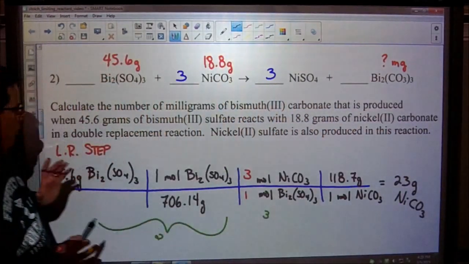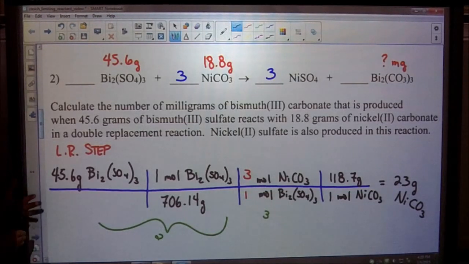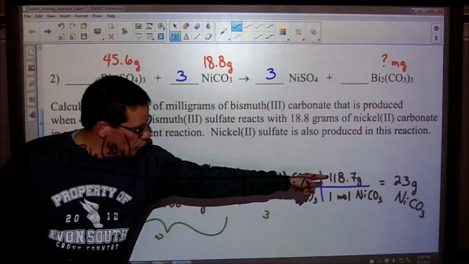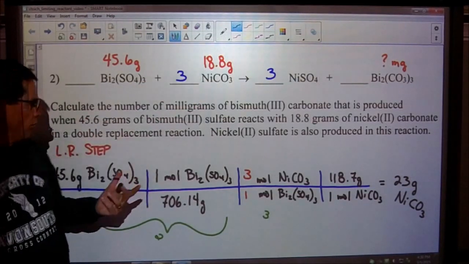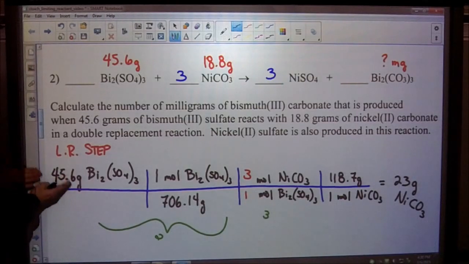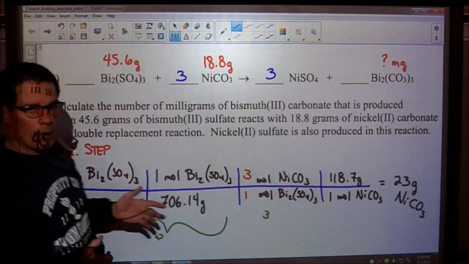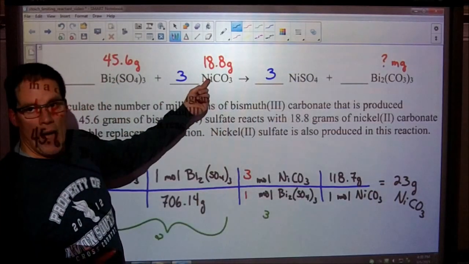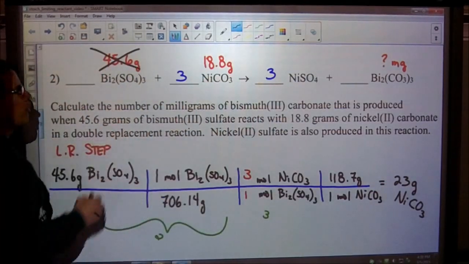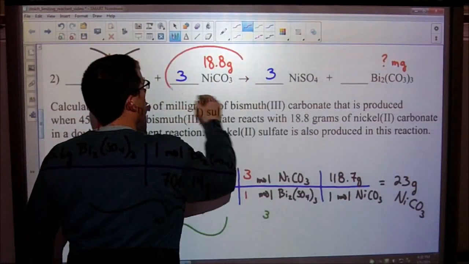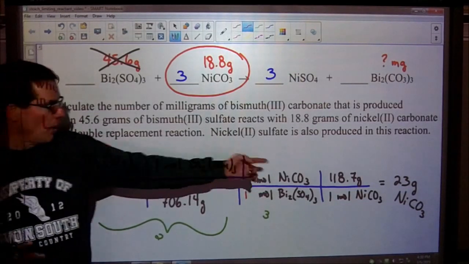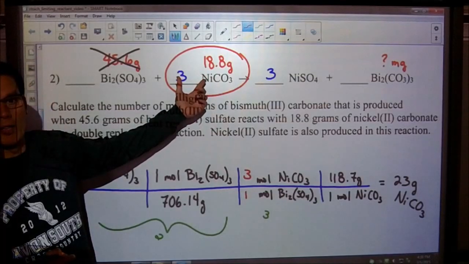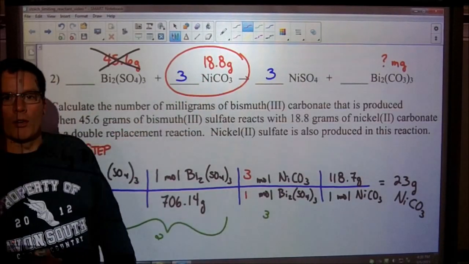All right. So here's how we have to talk this through. If I use all 45.6 grams of the bismuth sulfate, I will need at least 23 grams of nickel carbonate. I only have 18.8. So what this is saying is, in order for me to use all the bismuth sulfate, all 45.6 grams of it, I'm going to need at least 23 grams. I don't have it. So my limiting reactant in this problem is my nickel carbonate. Because again, there's no way I'm going to be able to use all the 45.6 grams because I would need at least 23 grams when I only have 18. So my limiting reactant in this case is nickel carbonate.